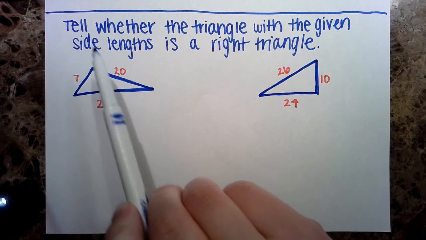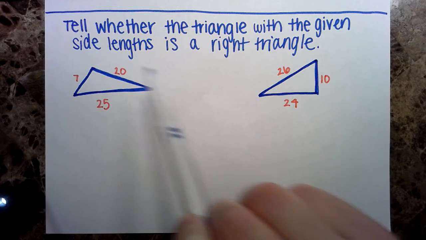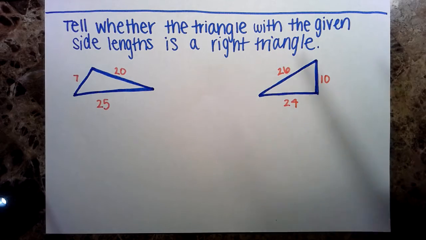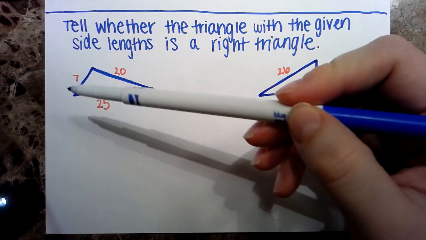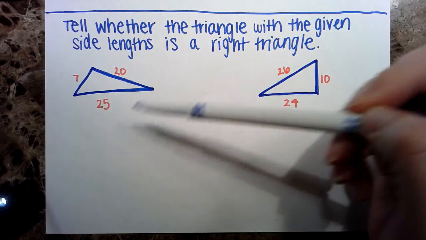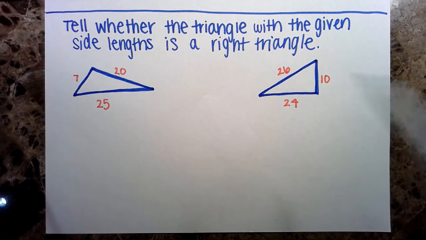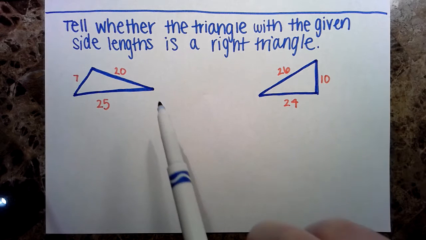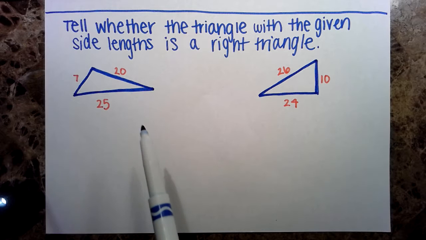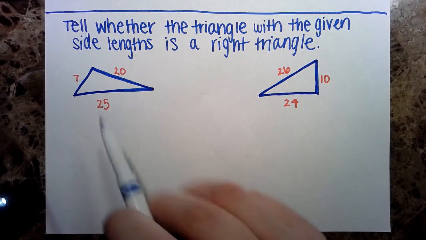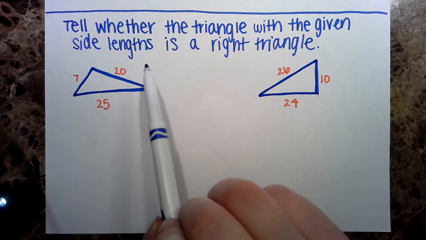So this says to tell whether the triangle with the given side lengths is a right triangle. When you have something like this, they have three numbers. So they have the three sides of the triangle, and you have to prove it is a right triangle or not. And how you prove that is use the Pythagorean theorem.